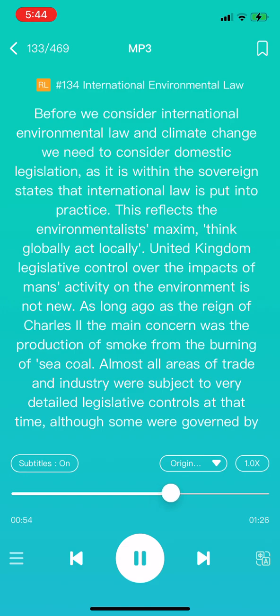The next stage was prompted by the Industrial Revolution with the urbanization of society and its profound effects on the environment.